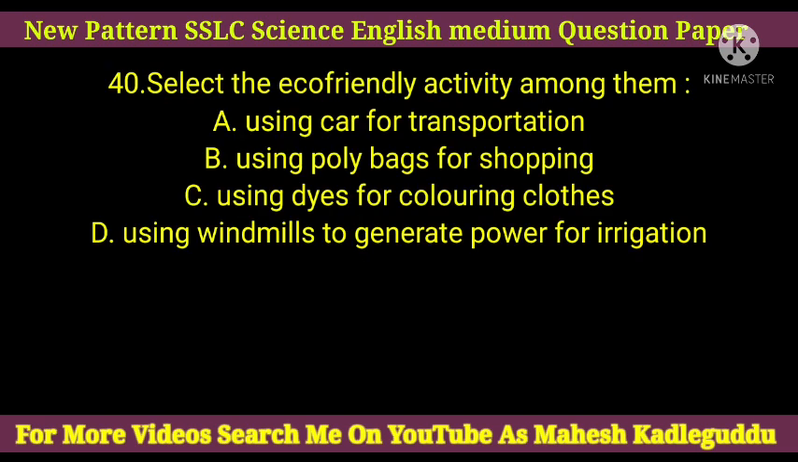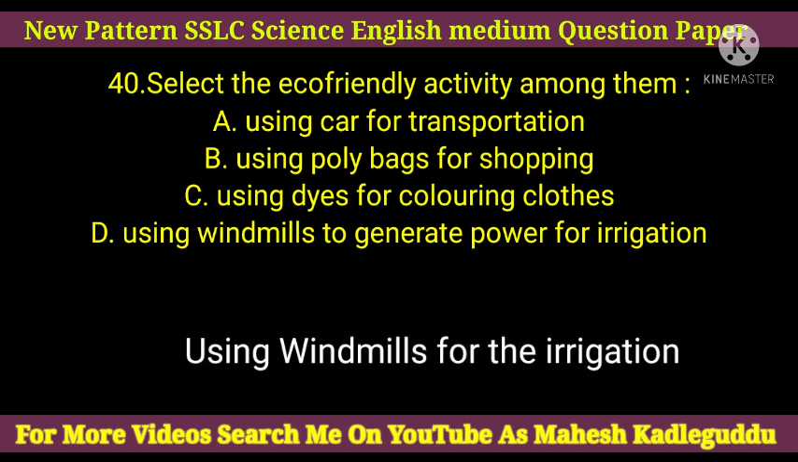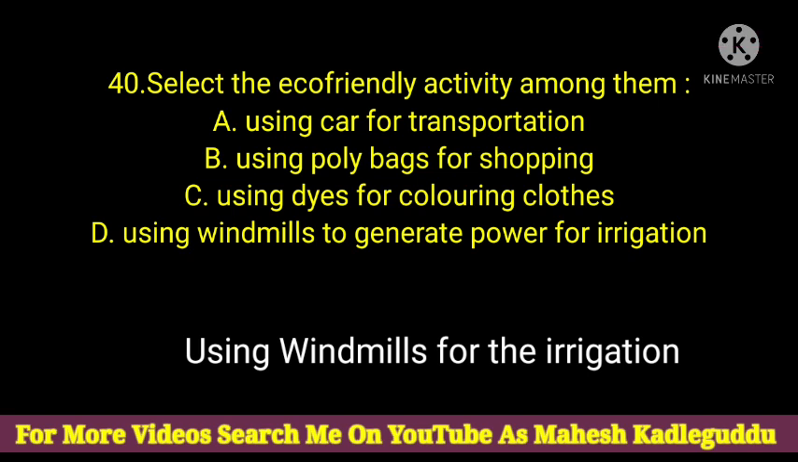And the last question, select the eco-friendly activity among them. Using car for transportation, using poly bags for shopping, using dyes for coloring glass, using windmills to generate power for irrigation. Among these, the eco-friendly activity is using windmills to generate power for irrigation.